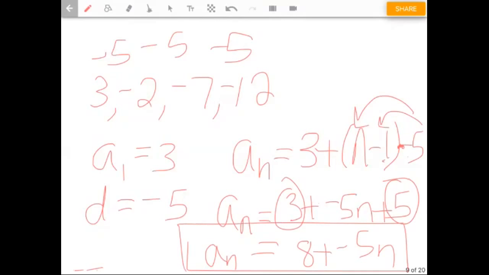And again, if you want to check, let's say we want the 4th term, we plug in 4 for n here. So -5 times 4 is -20, plus 8 is -12, so it works. So if it's going down, your difference is going to be negative.